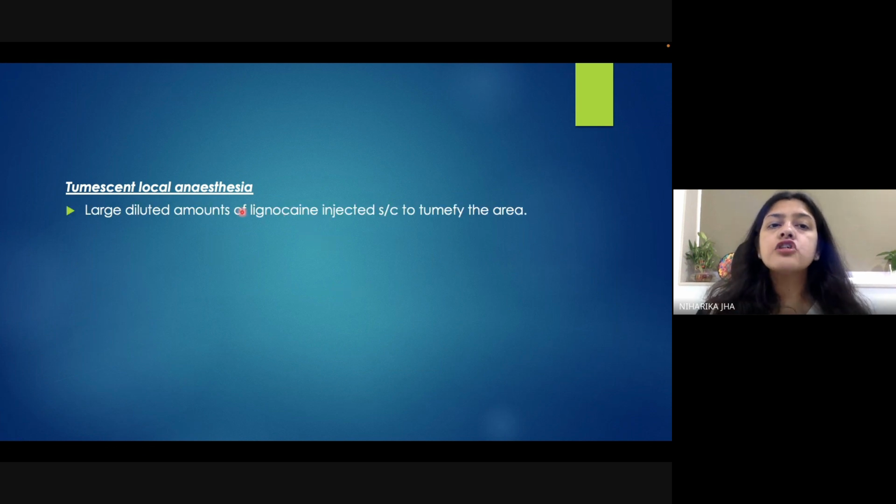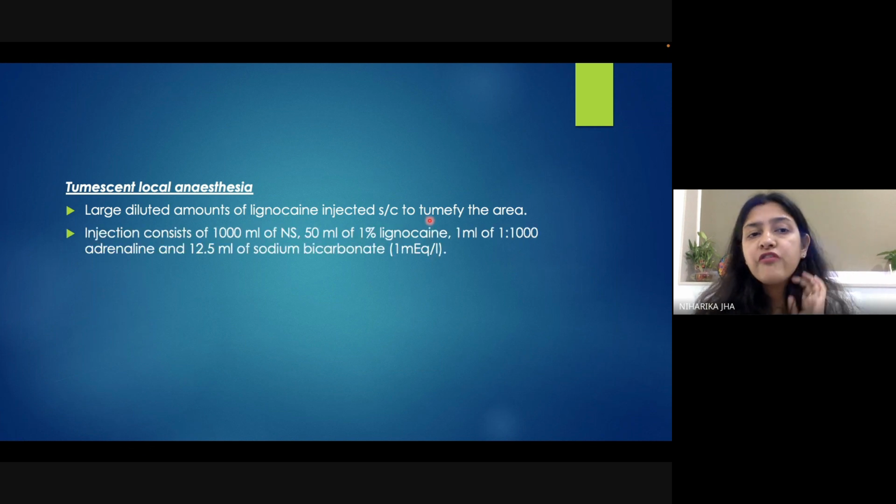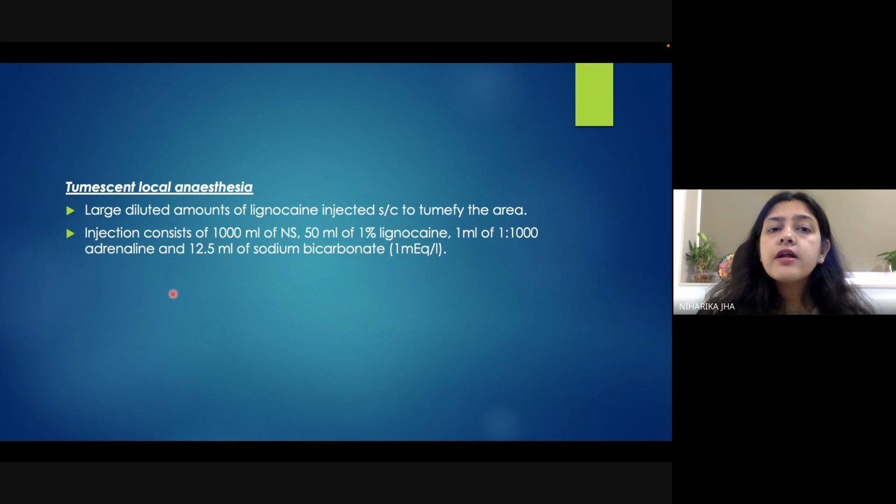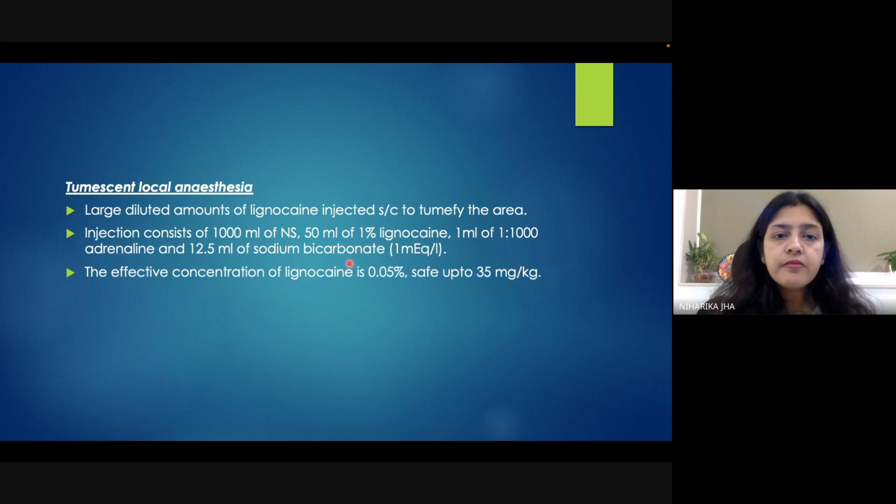Here, a large amount of diluted lidocaine is injected subcutaneously to balloon out the area or to tumefy the area. What does it consist of? It consists of 1000 ml of normal saline, 50 ml of 1% lidocaine, 1 ml of 1 in 1000 adrenaline, and 12.5% sodium bicarb. Hence, the effective concentration of lidocaine which is produced is 0.05%, and the upper safe limit for the same is 35 milligram per kg.